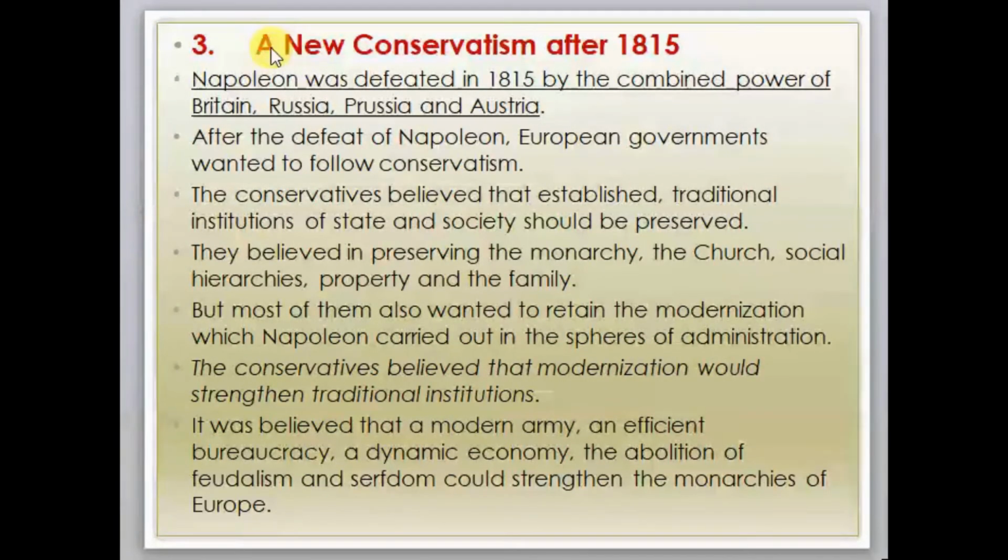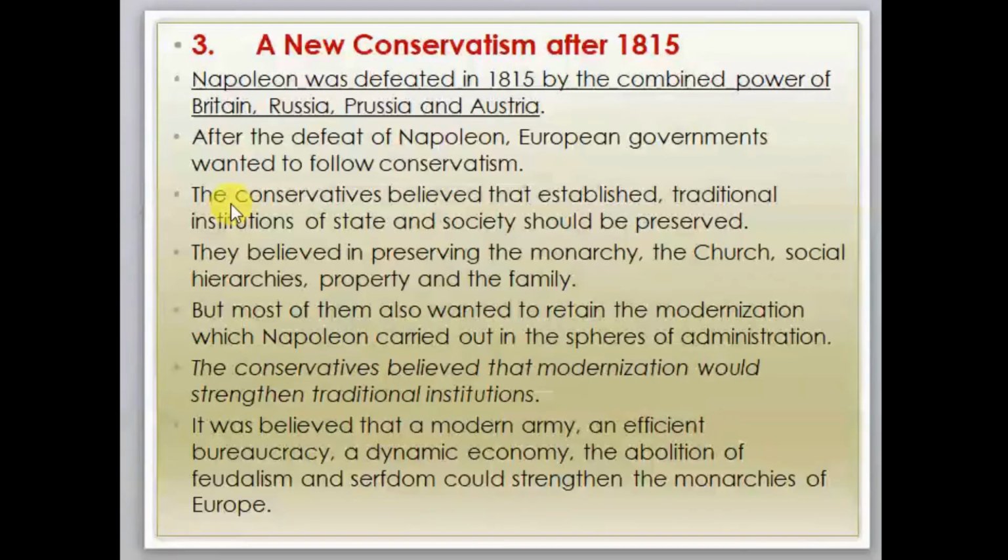Third cause is a new conservatism after 1815. As we know, Napoleon was defeated in 1815 by the combined power of Britain, Russia, Persia, and Austria. After the defeat of Napoleon, European governments wanted to follow conservatism. Now, the question is, what is conservatism?